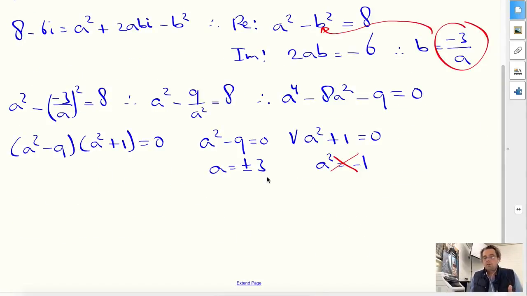So a is going to be plus or take 3. That result I can use and plug back in there, and I can find b.